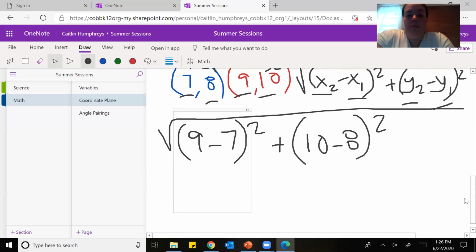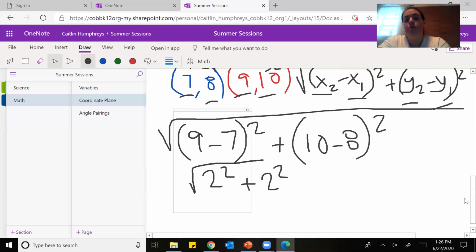So 9 minus 7 is 2 squared, plus 10 minus 8 is 2 squared. Now, notice, what did I do? What mistake have I already made? I did not bring down this radical. You have to bring this. There are so many steps that you have to follow and be precise, and precision is not always our best strong suit in middle school when we're trying to be done so we can go draw or do whatever we want to do.